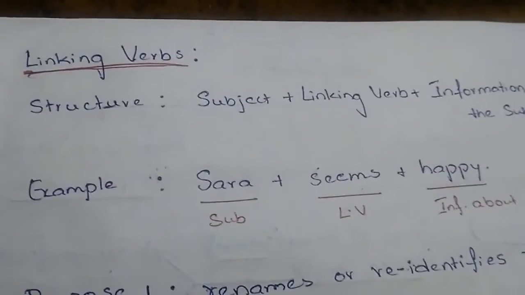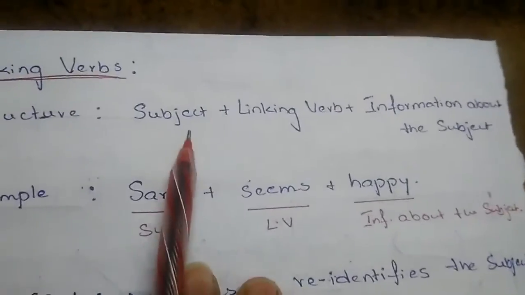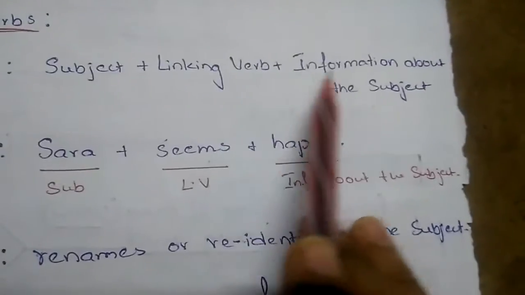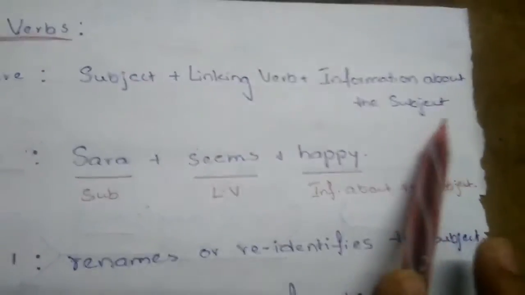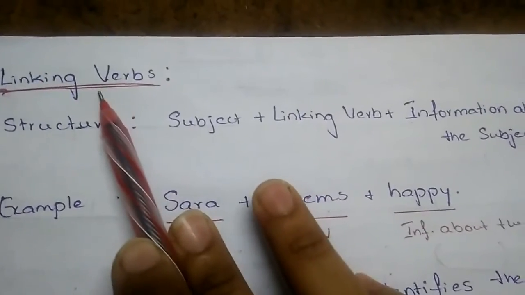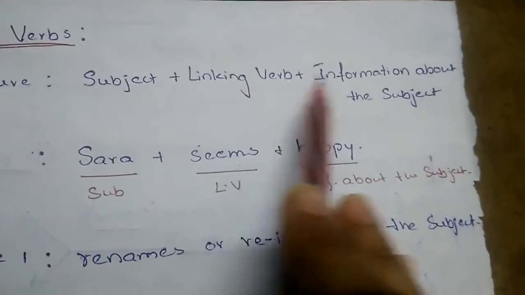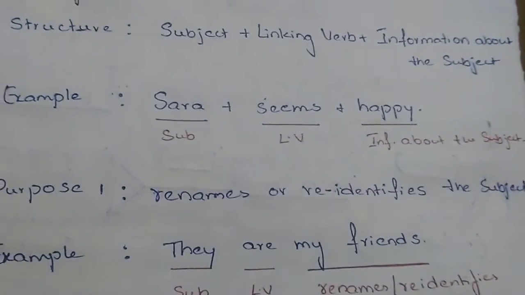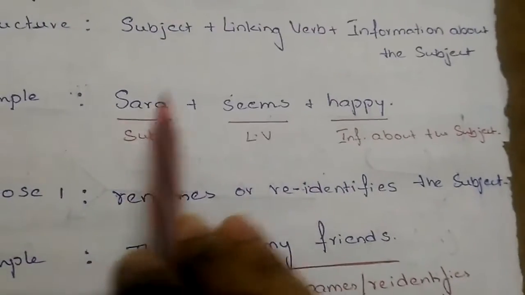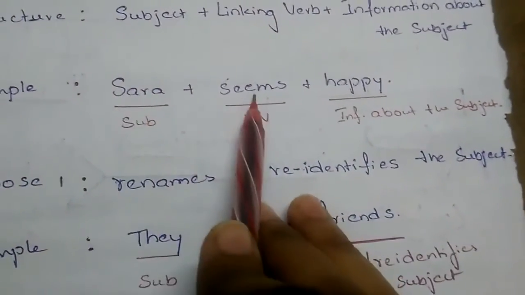First of all, we see the structure of these linking verbs. Subject plus linking verb plus information about the subject. That means the structure of a sentence which has a linking verb will be like this. And we see one example here. Sarah seems happy. We have three parts in this sentence.